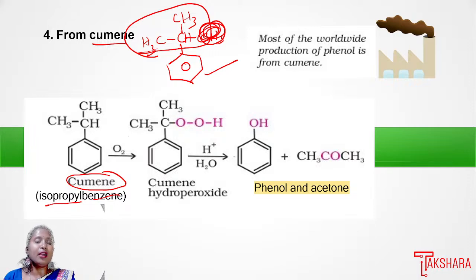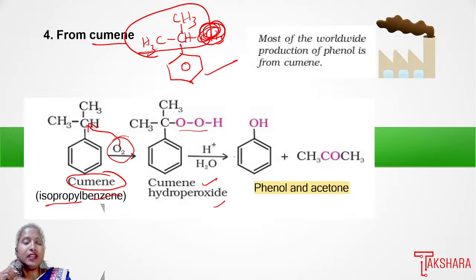So if we do oxidation of this cumene, that is in the presence of oxygen, this oxygen is going to add to this carbon atom. So we'll get, for the benzene ring, CH3C CH3, two oxygen atoms add and a hydrogen atom; we call it cumene hydroperoxide. Cumene hydroperoxide. When cumene hydroperoxide again undergoes acid hydrolysis, that is H plus and H2O, we get H3O plus.